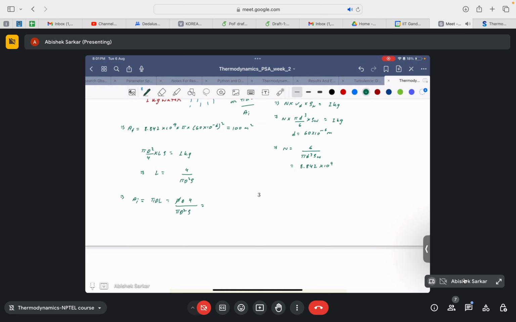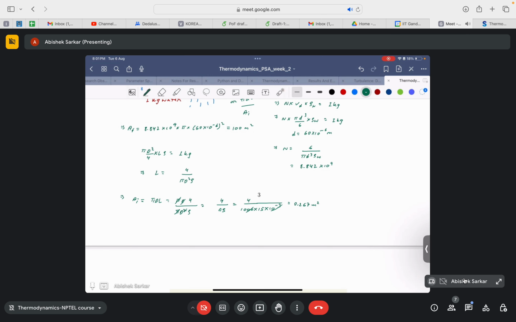So pi would cancel out, D would cancel out, so we'll be left with 4 divided by D into rho. So it will be 4 divided by 1000 into 15 into 10 to the power minus 3. Right, so this will go out, so we will be left with 0.267 meters square. Right, this is the initial area. Just see the difference in the area because of atomization.